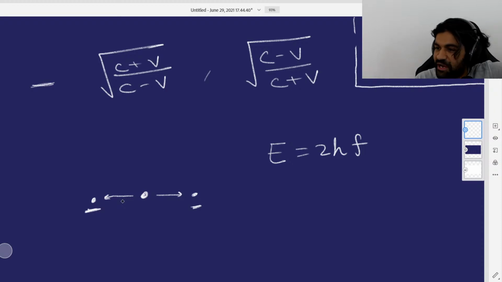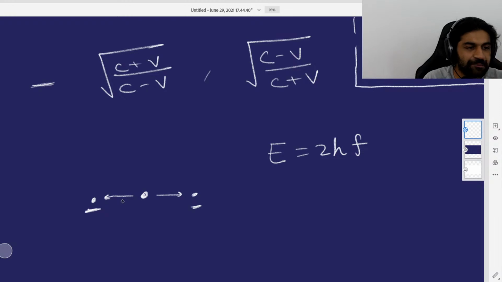I'm sorry, one for each photon coming off of this interaction. Okay, 2hf, one for each photon. Hopefully, so far so good.